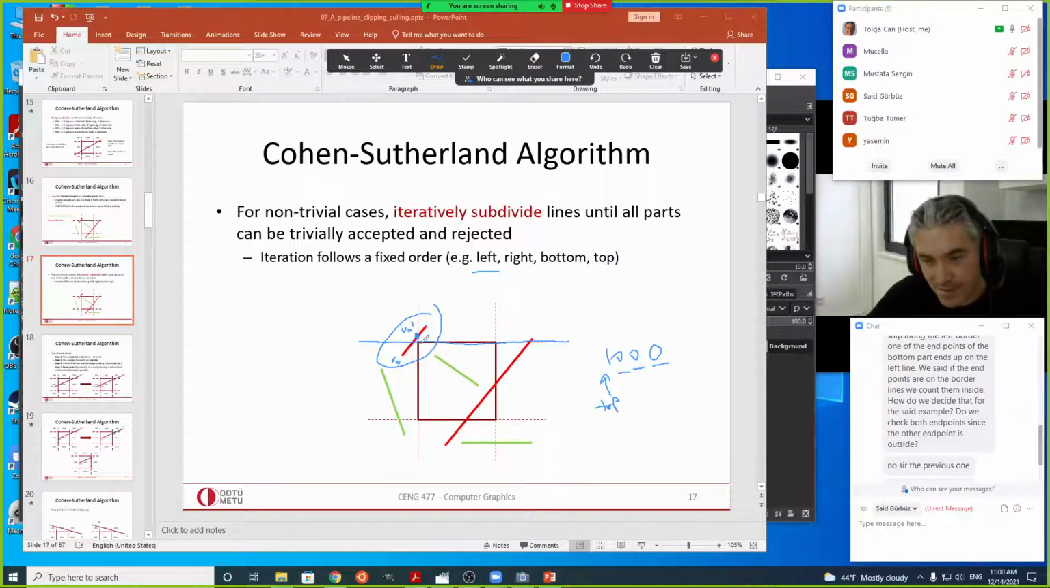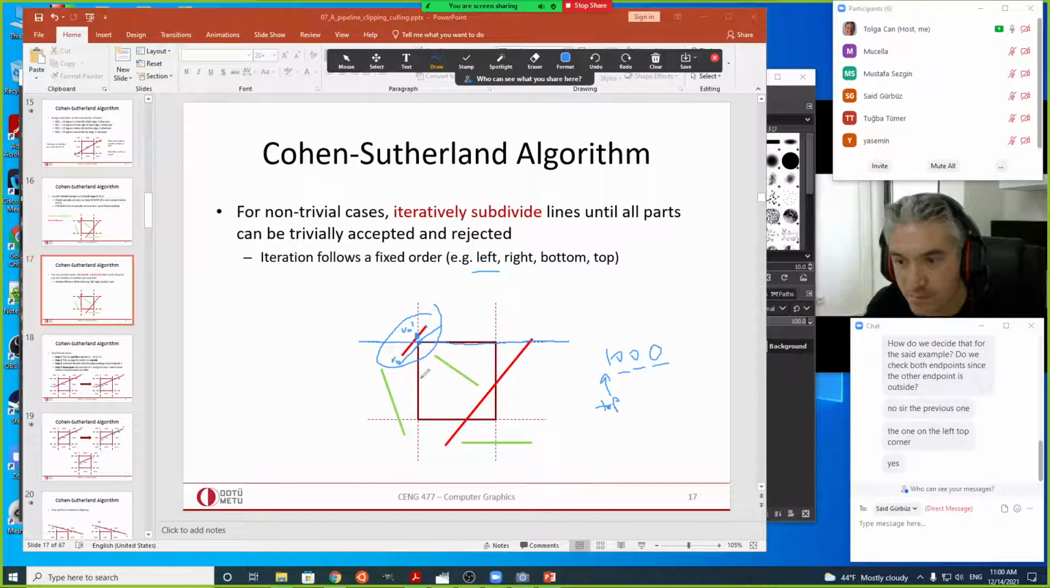You may ask what happens if, for example, this line was passing just through the corner. I think when we clip it in the last part, it will be clipped finally to that single point, which is the corner point, and it will be trivially accepted in the last stage. So if it's just a point on some corner, it will be accepted trivially after it's clipped against everything.